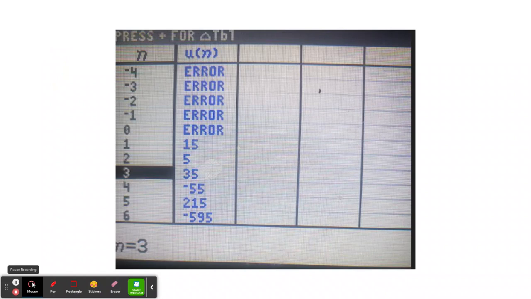So if you pressed second graph, this is what comes up, and you can see the first term was 15, which we were given. The second term was 5, which we worked out. And the third term was 35, and you see all the other terms there. So that's recursive. So we did the explicit and the recursive. We worked it out on paper, and we did it on the calculator.